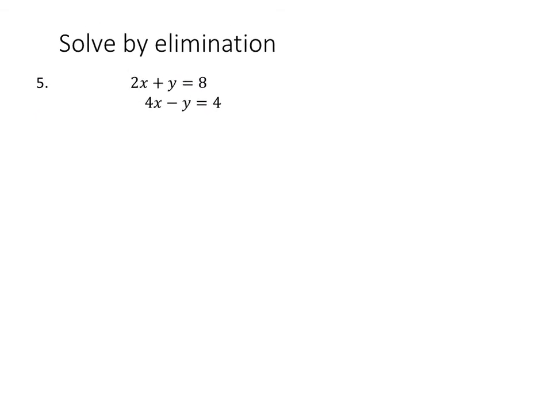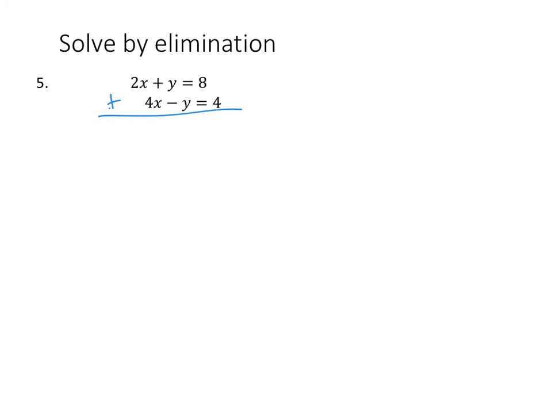Number 5. 2x plus y equals 8. 4x minus y equals 1. If I add my equations here, y plus negative y will give me 0. So I know I can just solve by elimination directly off the bat. I don't have to multiply any of my equations by a number to help eliminate one of my variables.